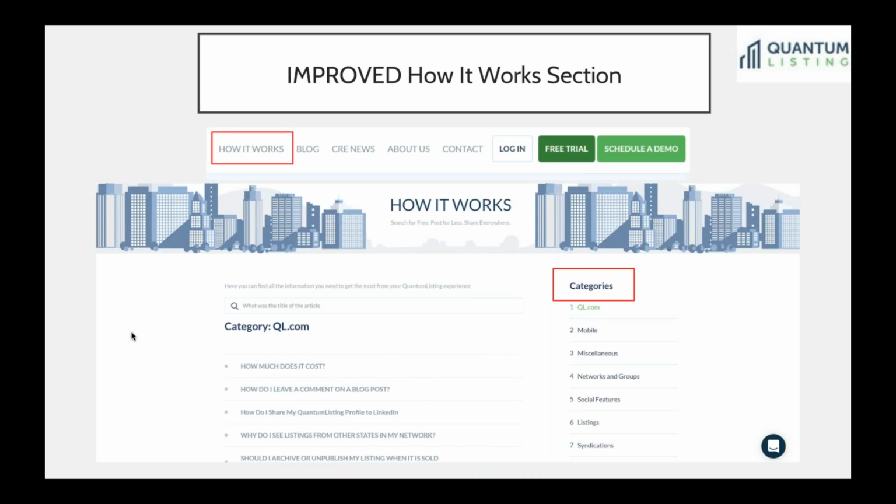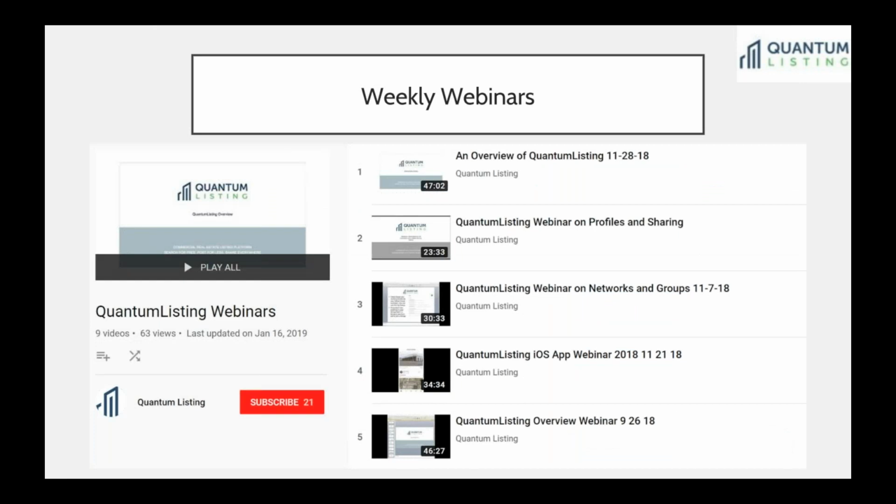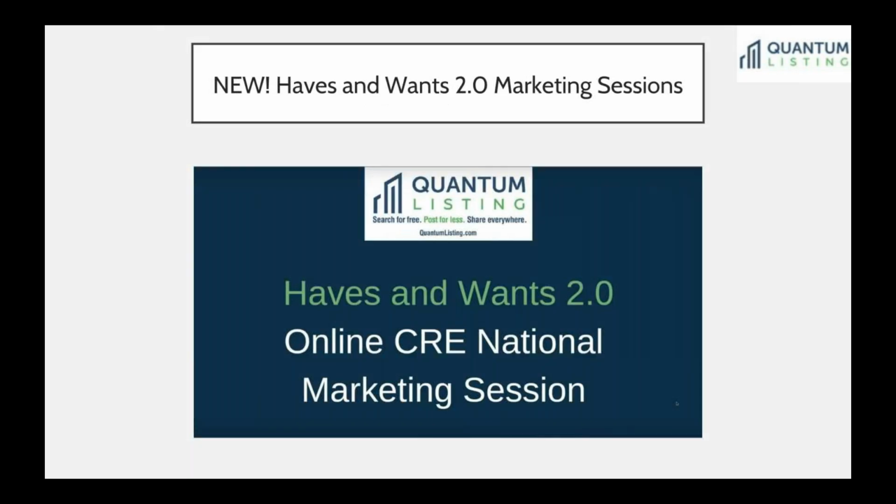We also have replays of our webinars on the How It Works section, as well as replays of the marketing sessions. And we are launching a new thing next week that we are calling Quantum Listing Academy. And you're going to find that on the How It Works section as well. As I mentioned, here are the webinars on that section. And you can also find them on the Quantum Listing channel on YouTube. The Haves and Wants marketing sessions we already talked about.